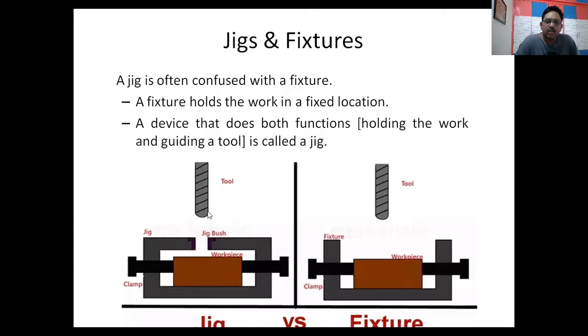Whereas here you can drill at a particular place because the jig bush is guiding here. The hole is here only, so you can only make a drill here. So this is a jig and this is a fixture. Hope you have understood the basic difference. A fixture only holds the workpiece at a correct location, whereas the jig will not only hold the workpiece, but it will also guide the cutting tool.